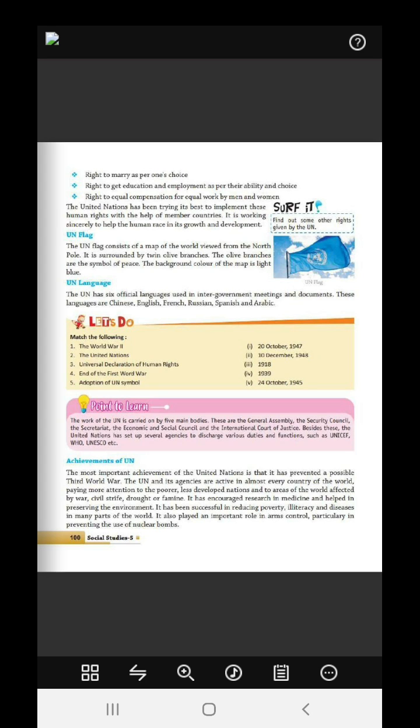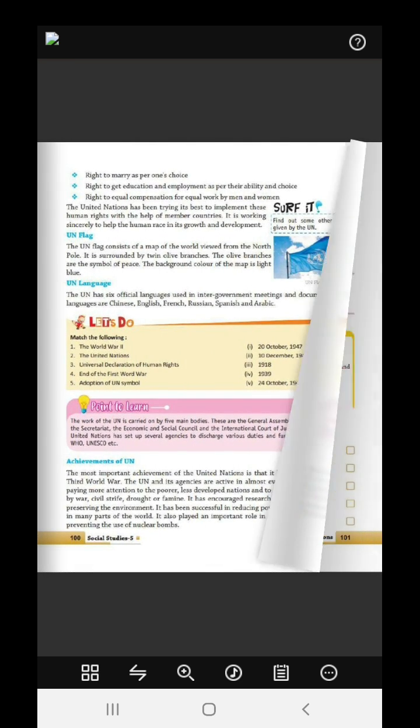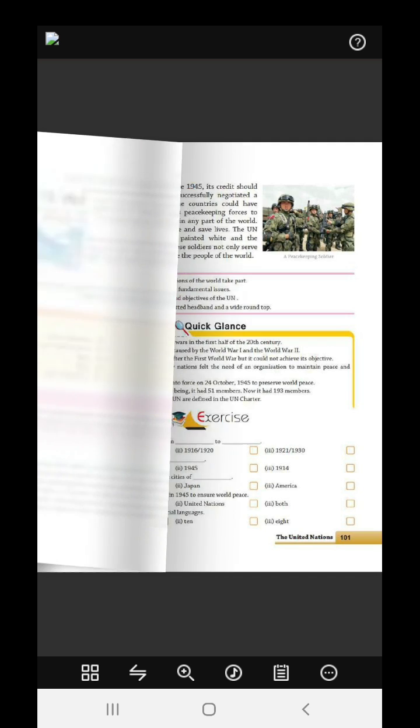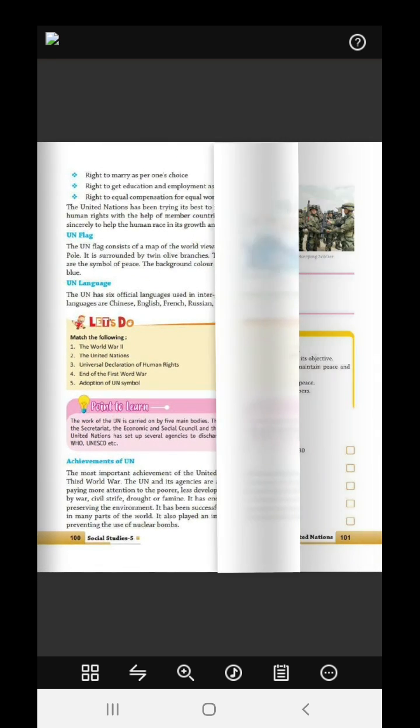It also plays an important role in arms control, particularly in the use of nuclear bombs. Weapons are developing more and more, and we also have the nuclear bomb in our hands, and if we throw it, it will burst and almost the whole world will get scattered. So they are preventing this use of nuclear bombs and promoting judicious use.